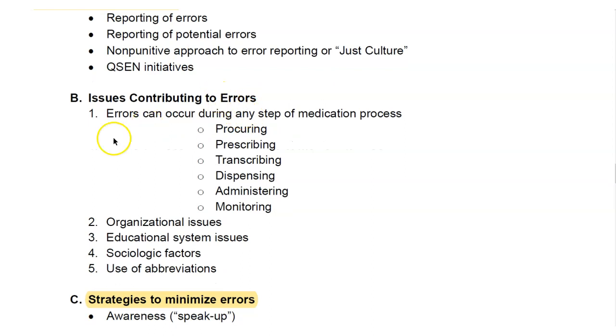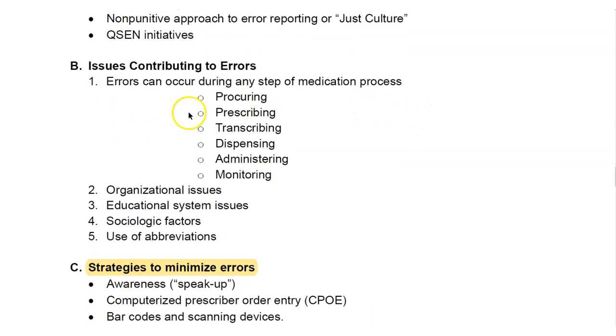Some contributors to the errors. Errors can happen during any step of the medication process. So again, it's not usually an individual's fault, but sometimes it's during procuring, or obtaining, the medication, prescribing it, when the provider is actually prescribing it, when the medication order is being transcribed, sometimes when it's being dispensed, or when it's being administered, or sometimes when it's not being monitored, or failure to monitor.